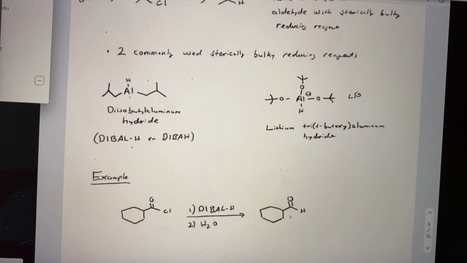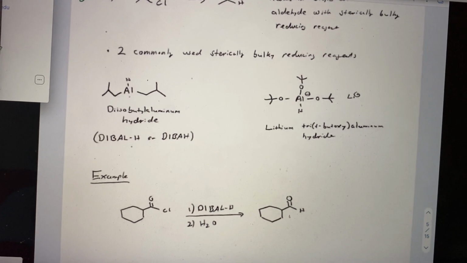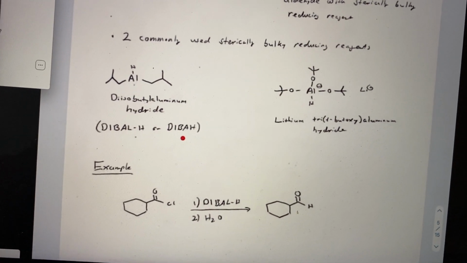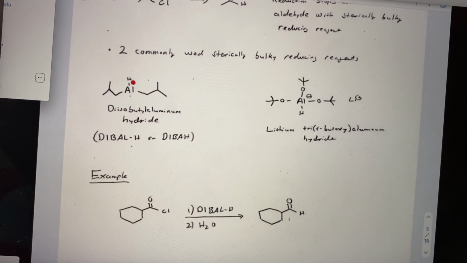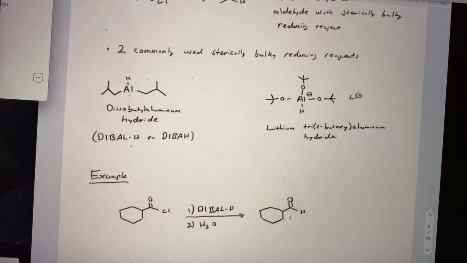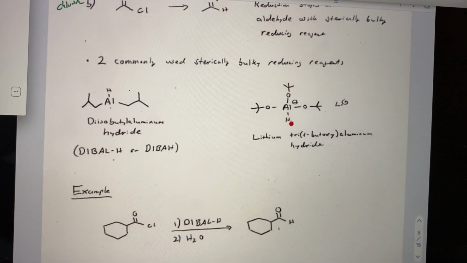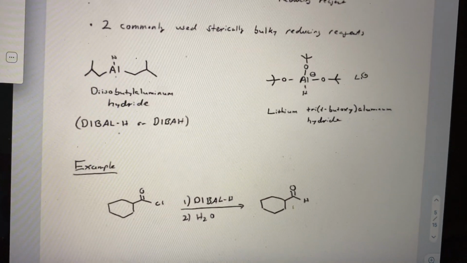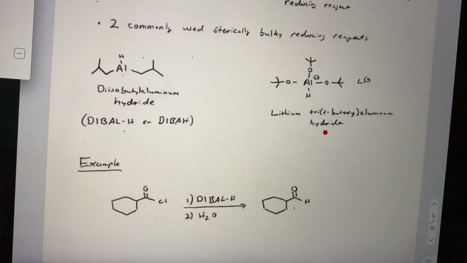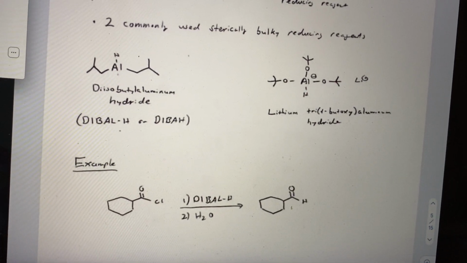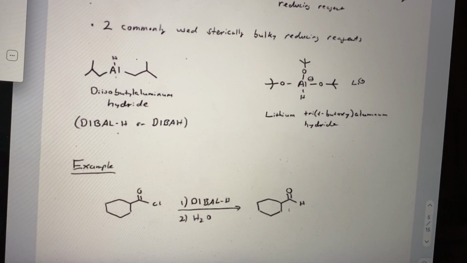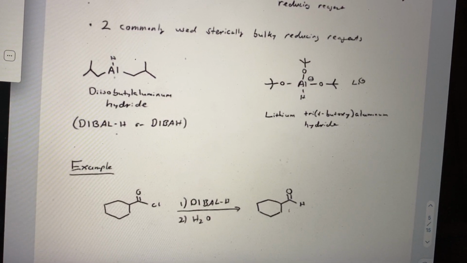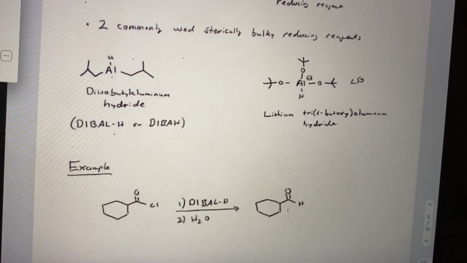We either have these isobutyl groups, from the species known as DIBAL-H or DIBAL, where we have these two isobutyl groups kind of protecting the aluminum, and there's the hydride that can be donated. Or this species here, which can still be a hydride donor, lithium tri-tert-butoxyaluminum hydride. But the hydride here is surrounded by all of these tert-butyl groups surrounding the aluminum.